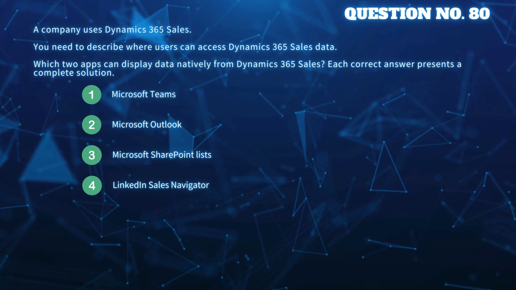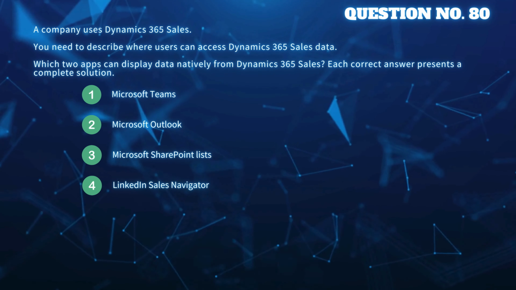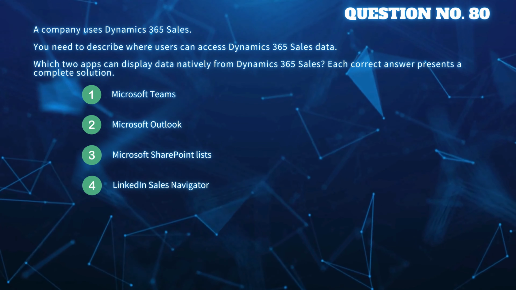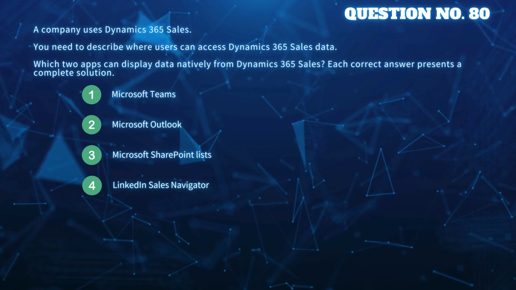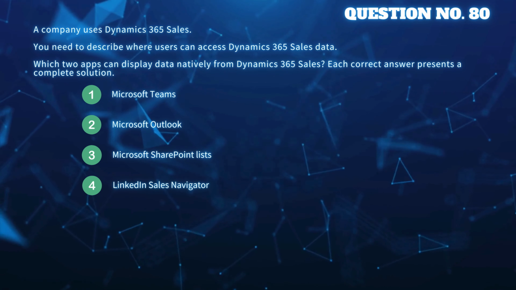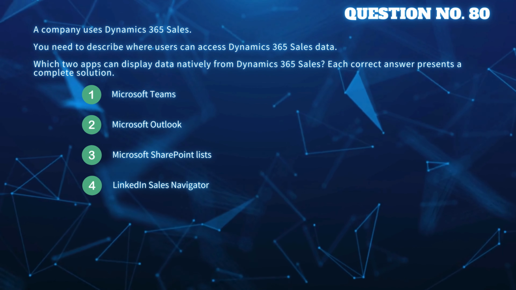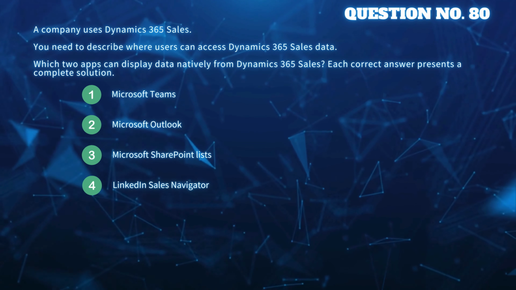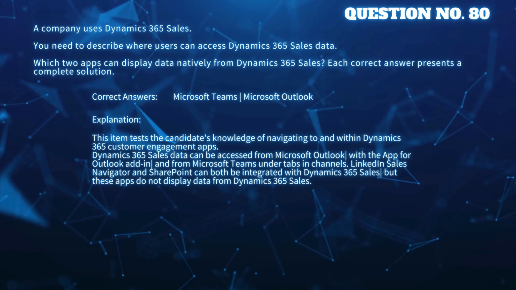A company uses Dynamics 365 Sales. You need to describe where users can access Dynamics 365 sales data. Which two apps can display data natively from Dynamics 365 Sales? Each correct answer presents a complete solution. Option 1, Microsoft Teams. Option 2, Microsoft Outlook. Option 3, Microsoft SharePoint Lists. Option 4, LinkedIn Sales Navigator. Correct answers: Microsoft Teams, Microsoft Outlook.